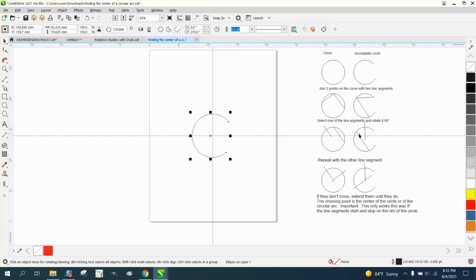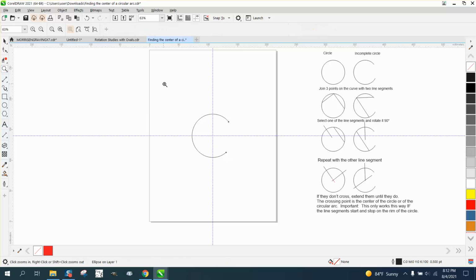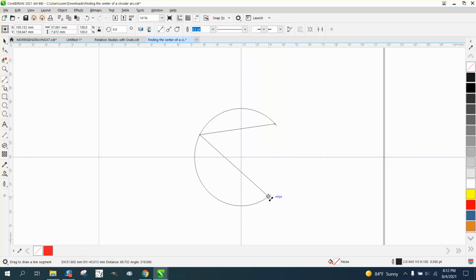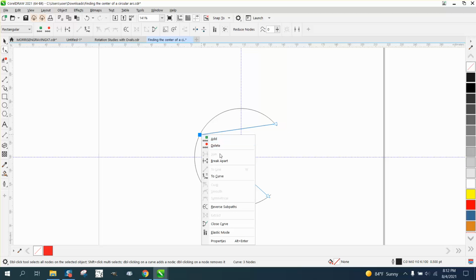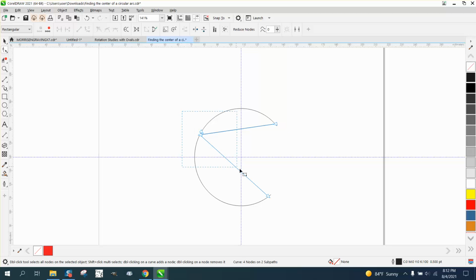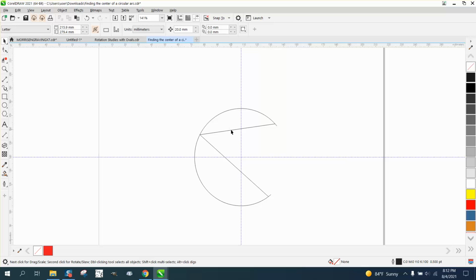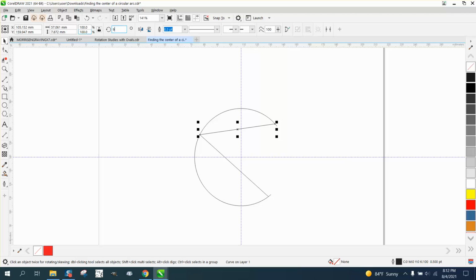I don't know how this works, but I read his instructions and it's pretty weird that this works. Take a line at really any angle, which is the part I don't understand. I'm going to break it apart, and break that apart. Then I'm going to grab those nodes and go up to Object and break the curve apart so those lines are individual. Then rotate this one 90 degrees, and take this one and rotate it 90 degrees.